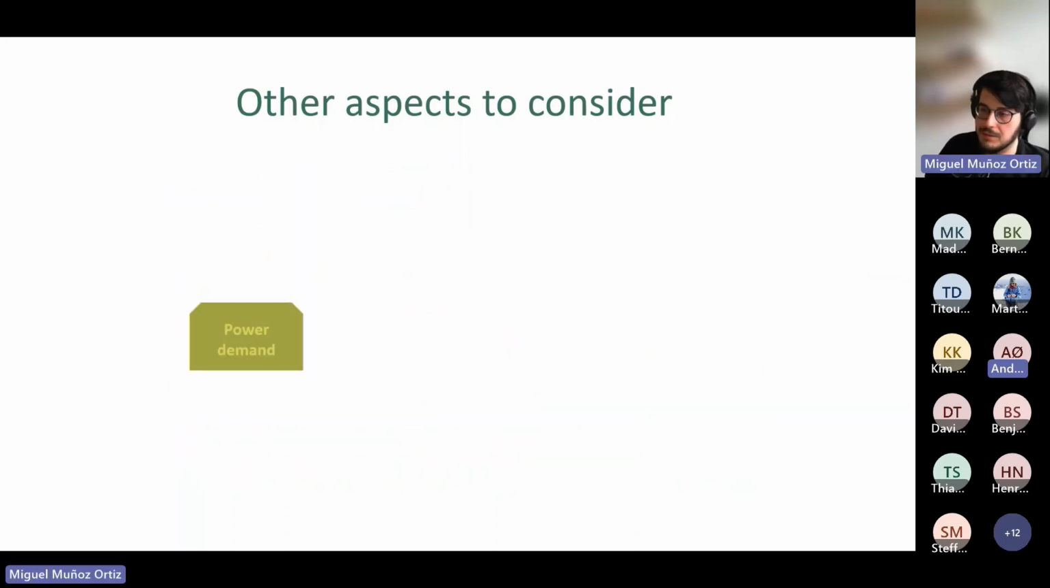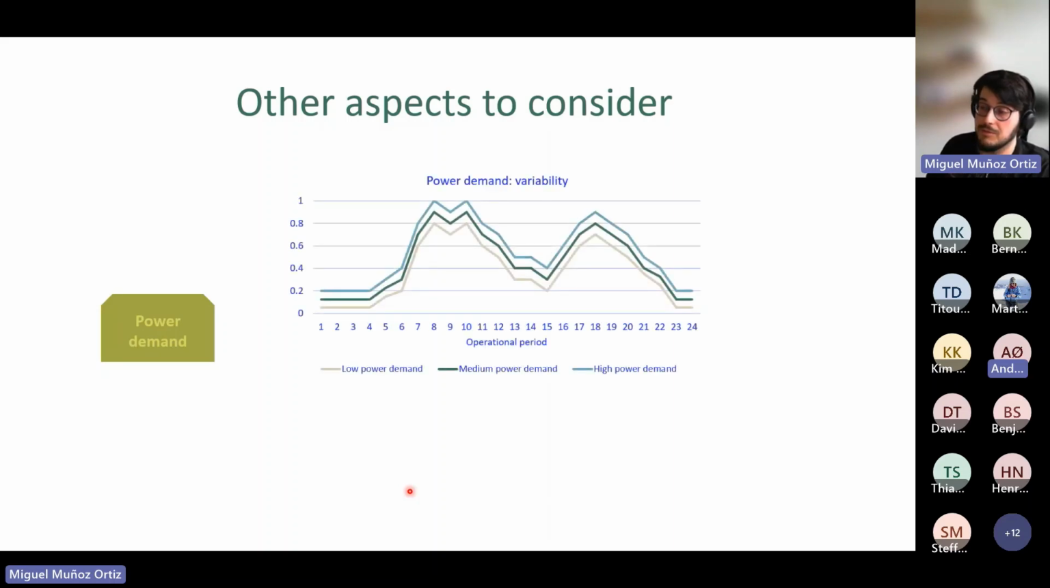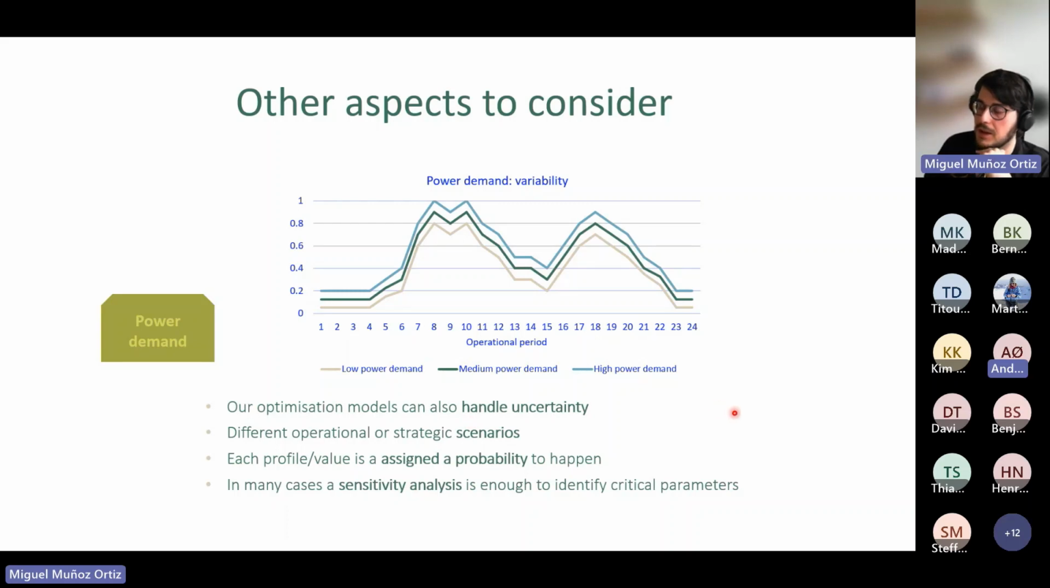Other important aspects are how parameters or profiles vary, and we try to make our optimization models handle uncertainty. That can be done in different ways. One way is stochastic programming, as I explained before, but that's maybe a little bit too complex to go into details now. But you can have different operational and strategic scenarios that are considered at the same time, where each scenario has a probability.